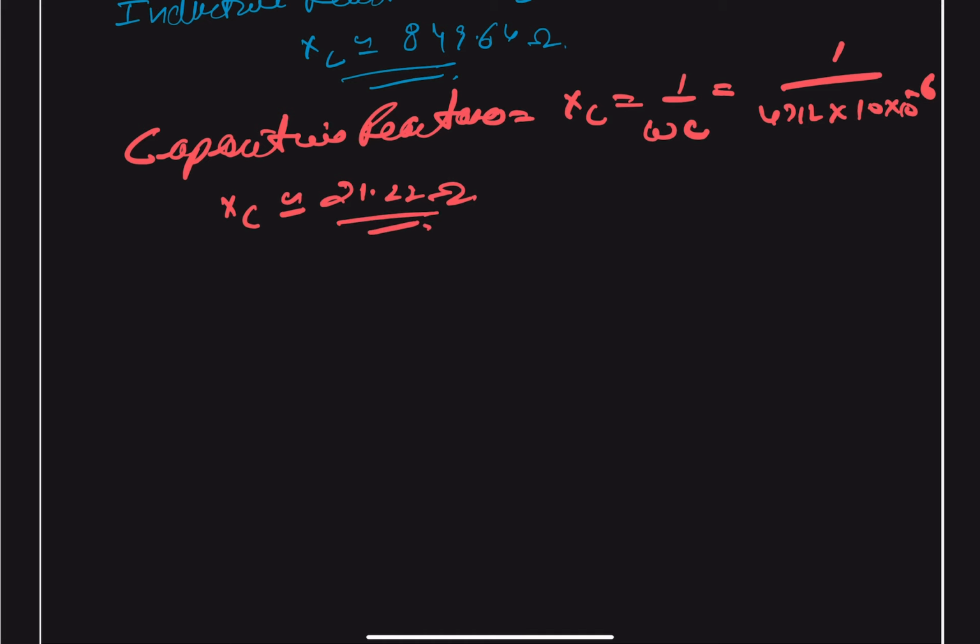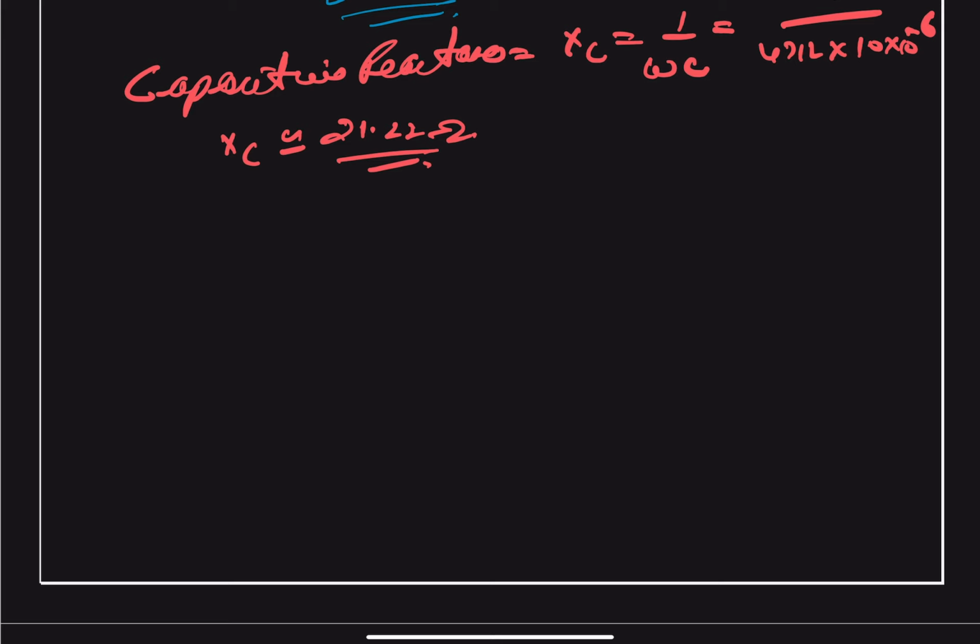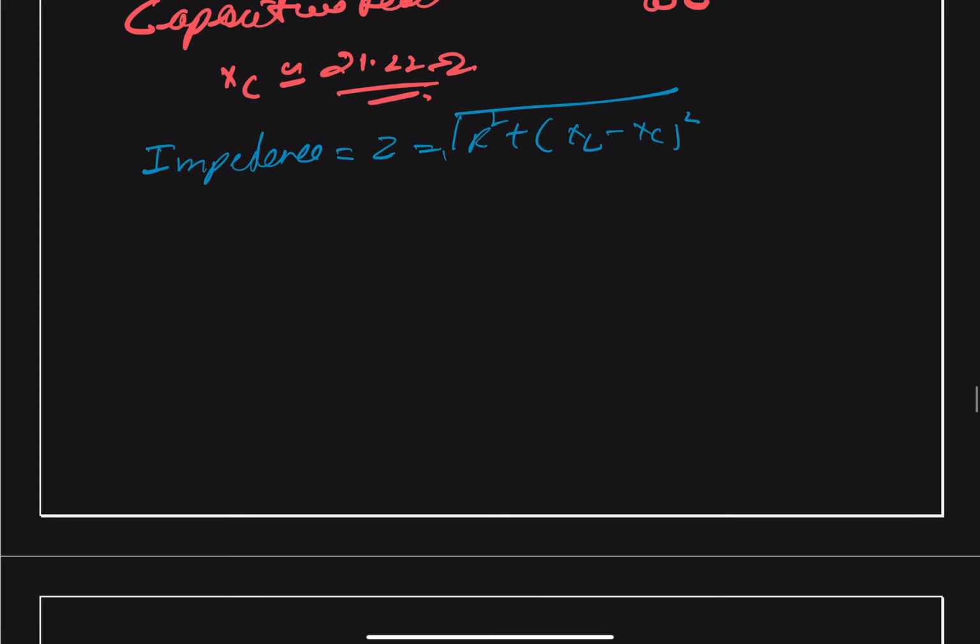Now we can find out the impedance. That is, Z will be equal to the square root of R square plus XL minus XC whole square, and we simply substitute values. It comes approximately equal to 834.67 ohm.